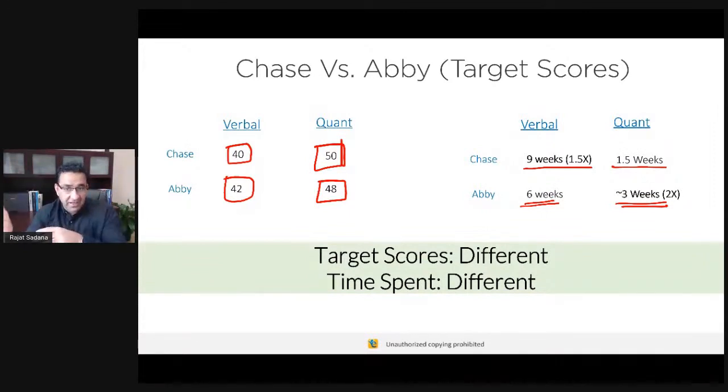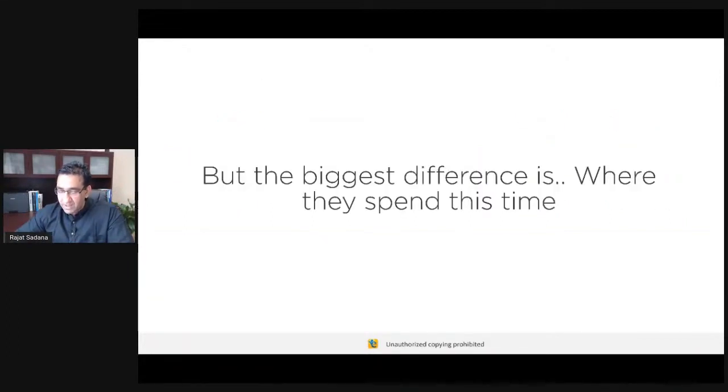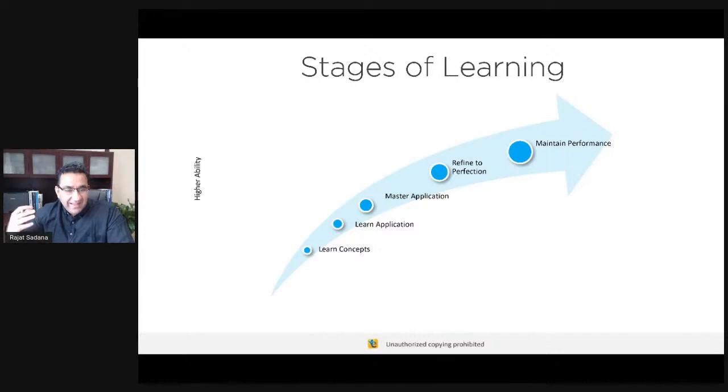On the other hand, if you tell Abby you've got to hit that 60th percentile in quant in about a week and a half, she's going to make the same mistakes. So bad estimates lead to bad actions lead to stagnant scores. So having those right estimates is really critical. But then that's not where the difference ends. The biggest difference is, where do they spend this time? And that's where getting those starting abilities is really important.